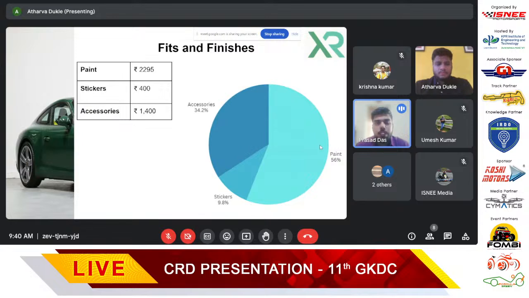Fits and finishes: the paint that we are costing for the vehicle is around 2095, the stickers are around 400, and other accessories are 1400.